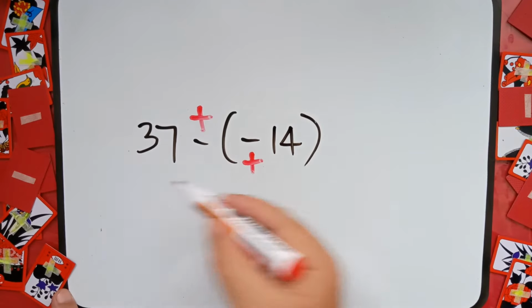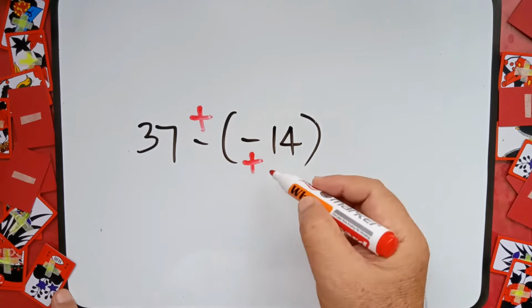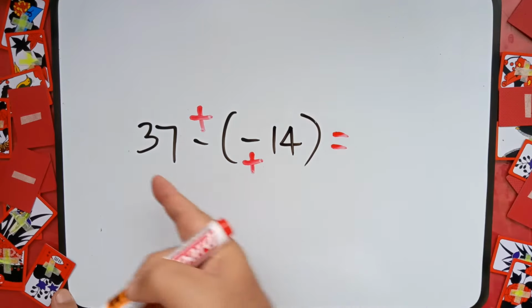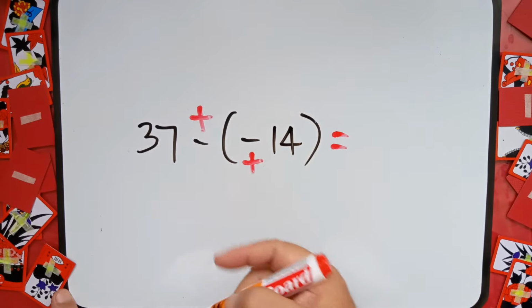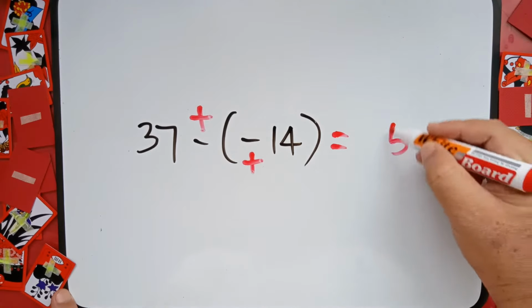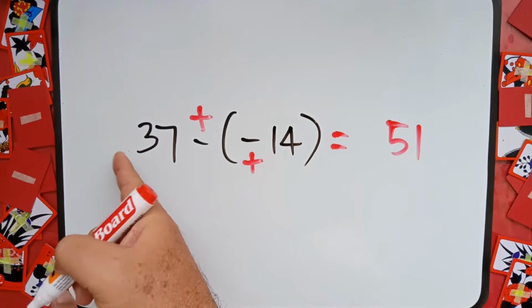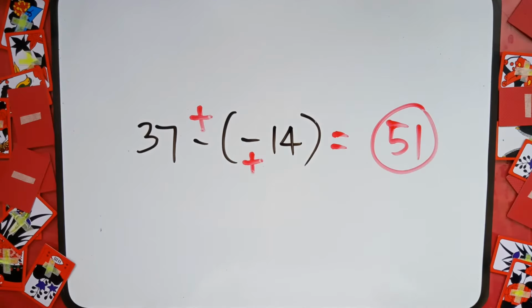So you have to add the numbers. 37 is positive, 14 is positive, both are positive. You have to add the absolute value and copy the common sign. So 37 plus 14 is 51. And the sign is positive, positive, positive. Okay, next.